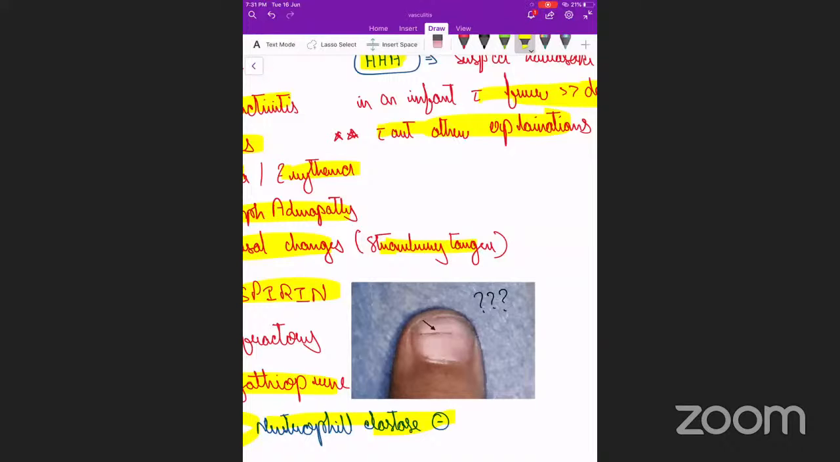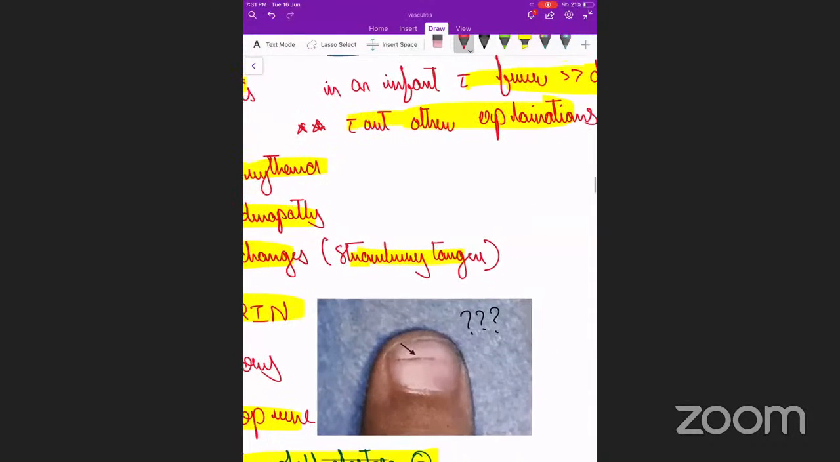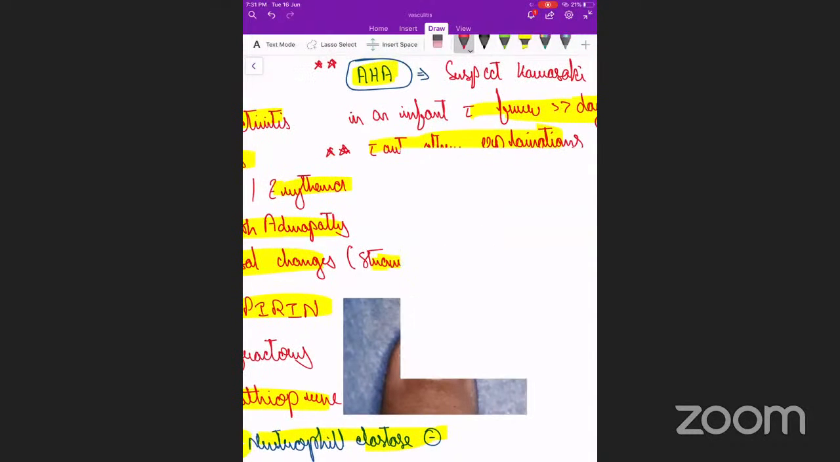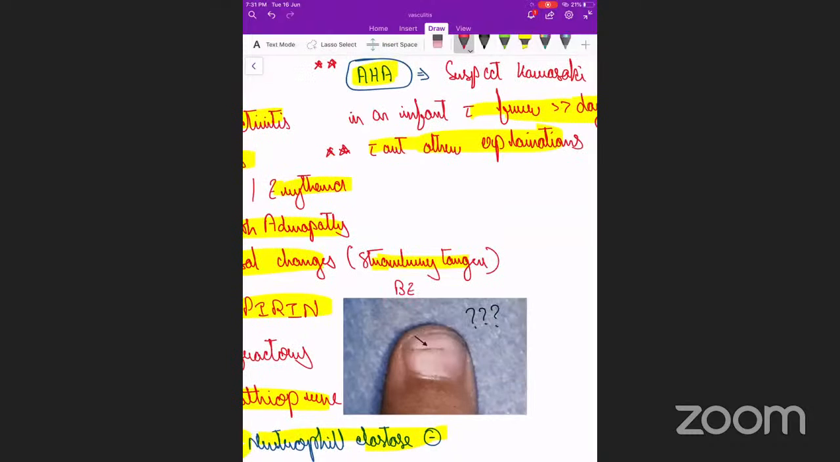Anything else? It is usually seen after the attack of Kawasaki disease, like 2 to 3 weeks after that, you will find this. Again, it's characteristic. Yes, very good, Mani. It is Beau's line. Why do we see it after 2 to 3 weeks?